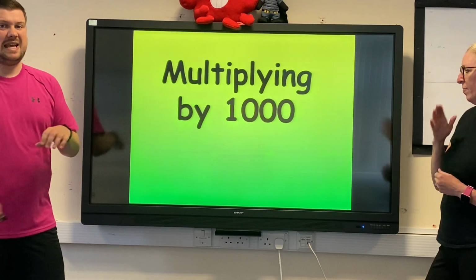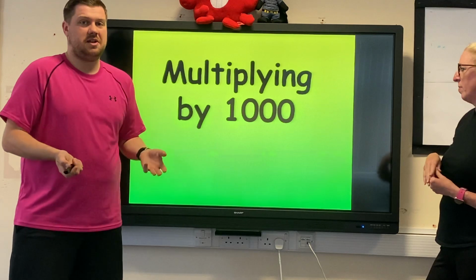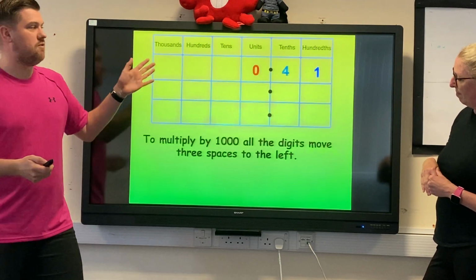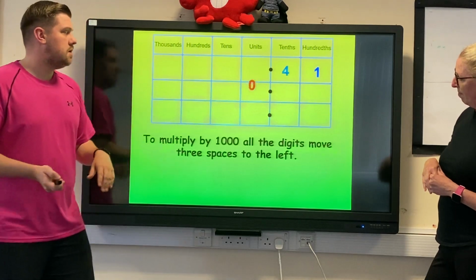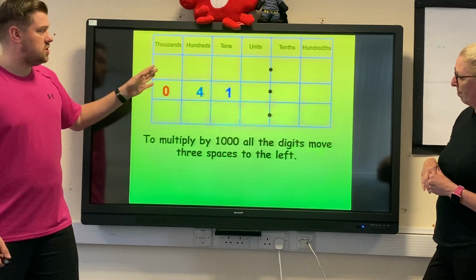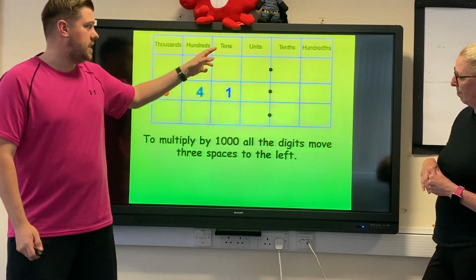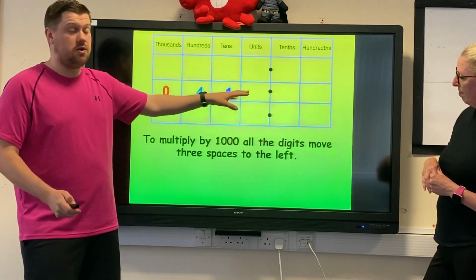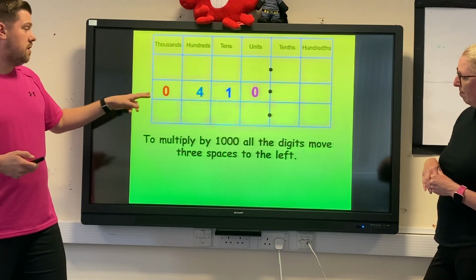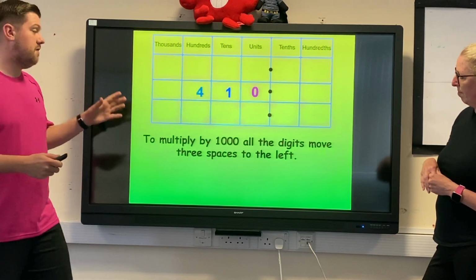Multiplying by 1,000, exactly the same, but this time you'll guess right, 3 jumps to the left. So we started with 0.41. 3 jumps would give us 4 in the hundreds column, 1 in the tens. We've got that space again in the units that we're going to fill with a 0. Because we don't really need this 0, we can take it off. So the answer would be 410.